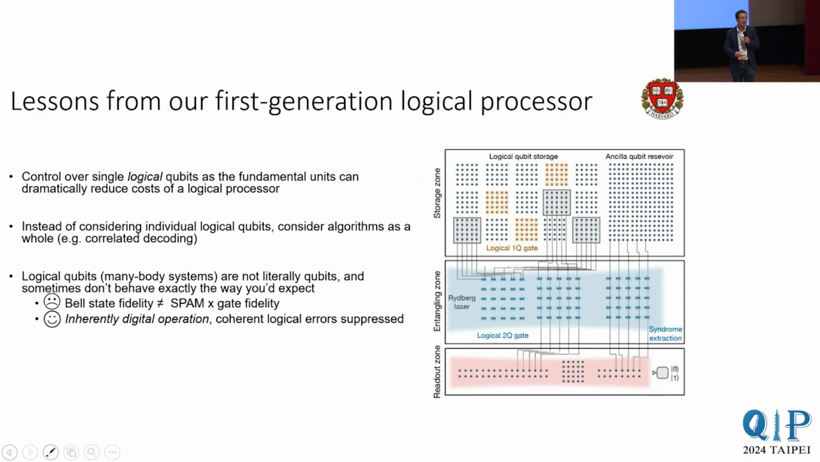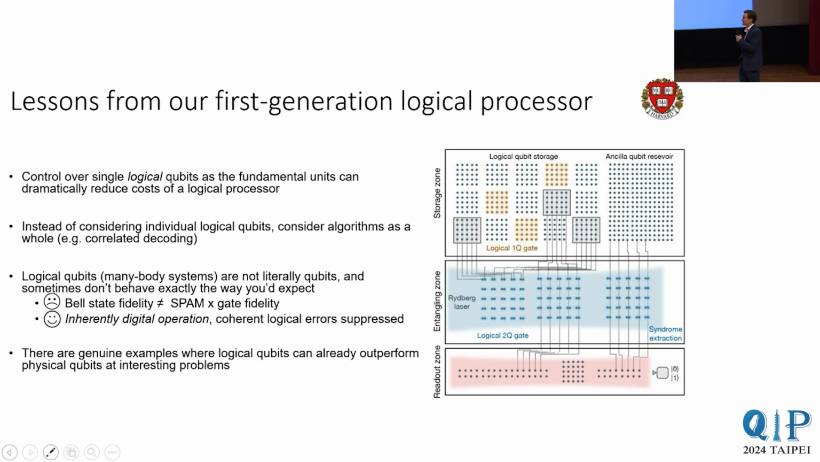But on the flip side, we were pretty pleasantly surprised by what this digitalization of errors looks like, that coherent logical errors are suppressed in the system. It's a unique opportunity with logical qubits. And I think there are already some genuine examples where we can use these logical qubits and these early generation devices to outperform physical qubits at interesting problems.